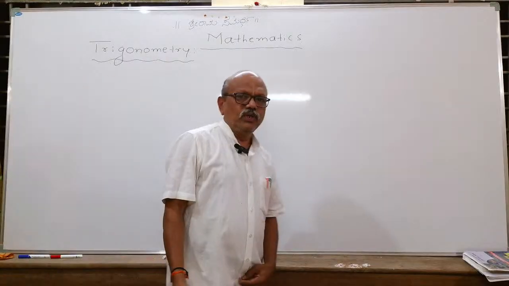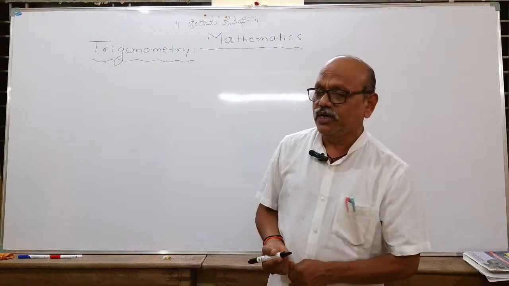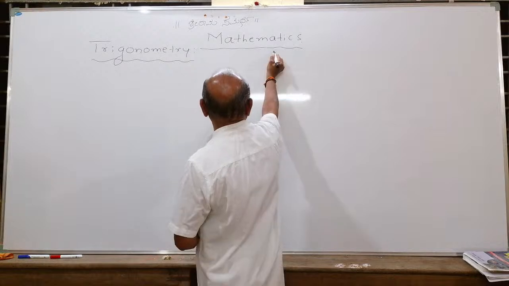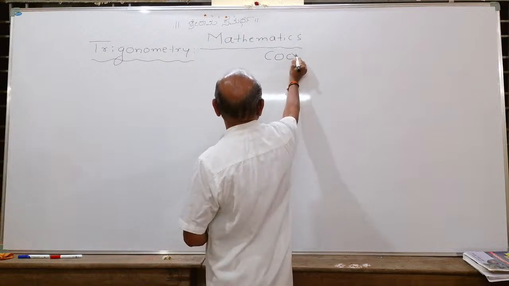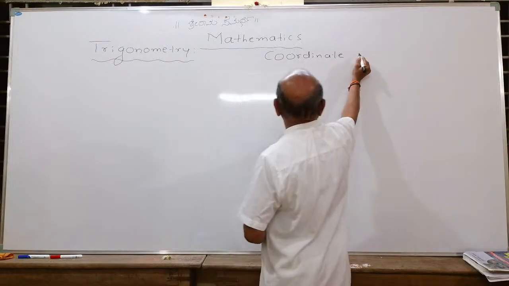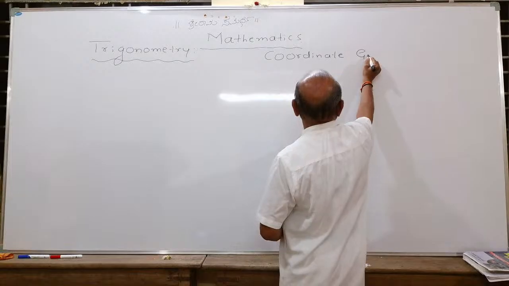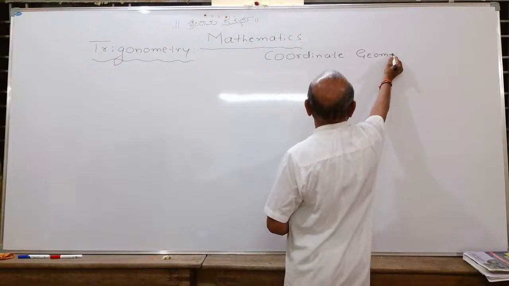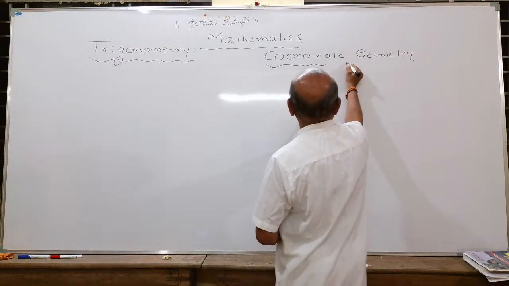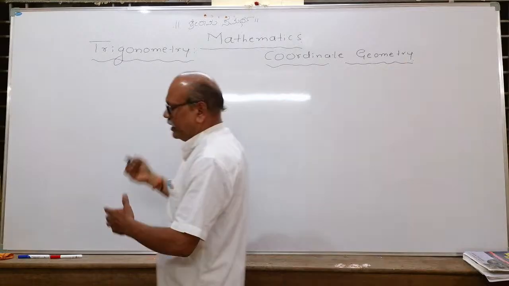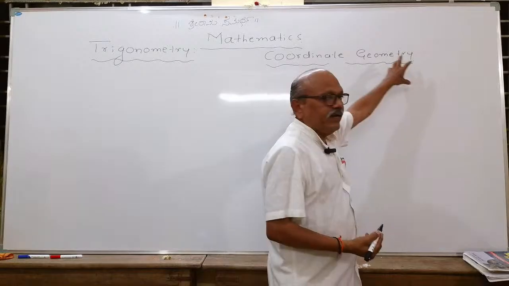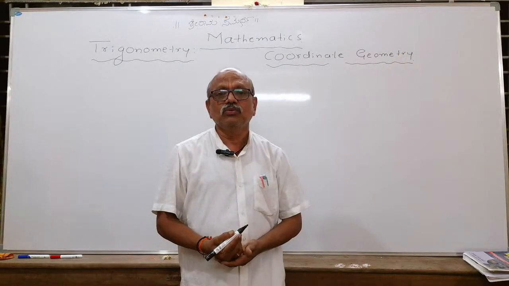We'll just recall the basic concepts of trigonometry, one of the important branches. Another new branch you are learning or developing is coordinate geometry. You studied coordinate geometry in the 9th standard, right? Coordinate geometry and trigonometry are the new branches. Both of them end with metria. They are related to geometry only.